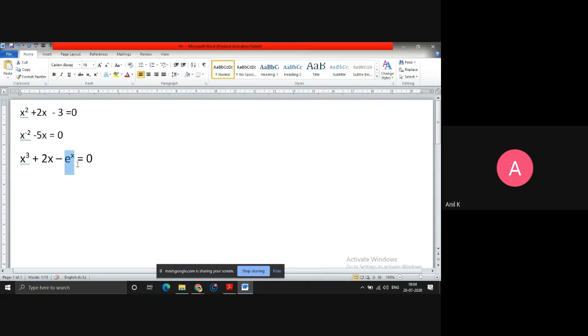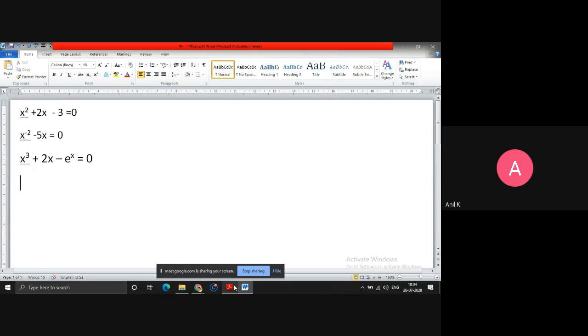Instead of e to the power x, if I have, for example, sin x or cos x or sin inverse x, then also I will not say it is a polynomial. A polynomial is an expression which involves only one variable x, not involving any exponential or trigonometric functions. Exponents cannot be negative numbers, and exponents cannot be fractional numbers. So similarly, we define the differential equation.